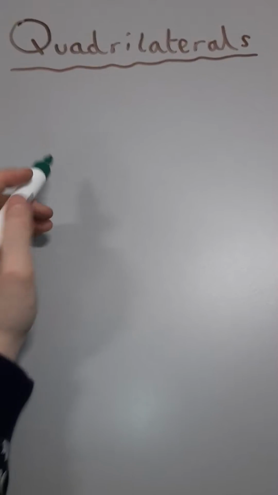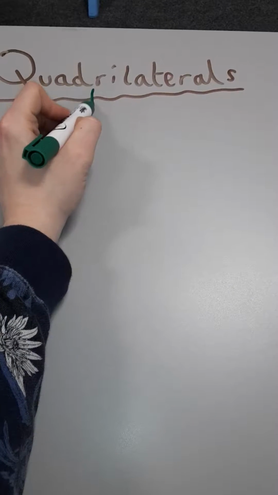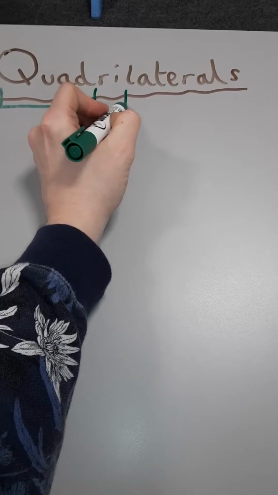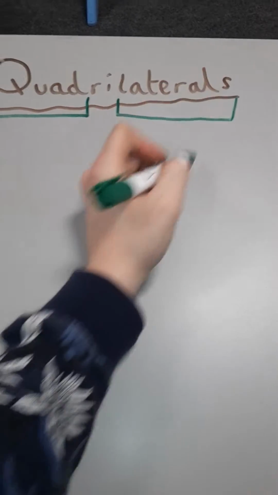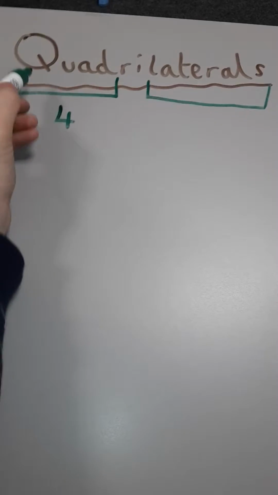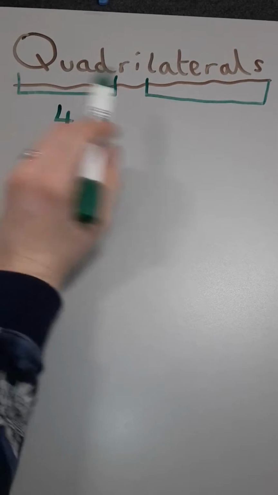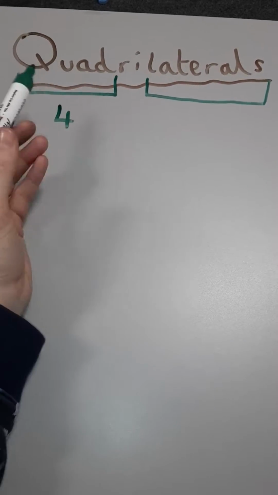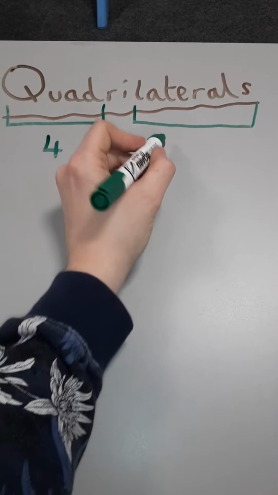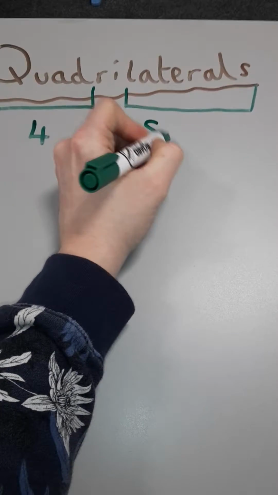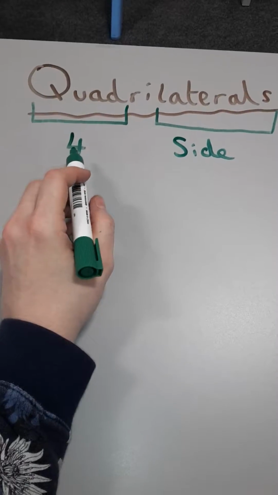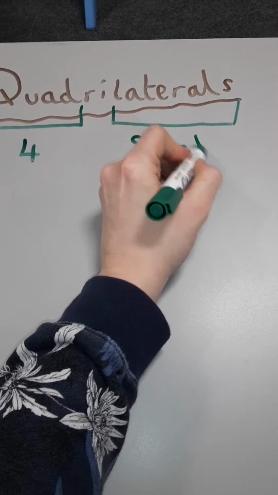Quadrilaterals. A quadrilateral is easy to remember if you break down the word. Quad means four, like a quad bike, or if you had quadlets, that would be 4 children from one pregnancy. And lateral in Latin means side. So a quadrilateral is a 4-sided shape.